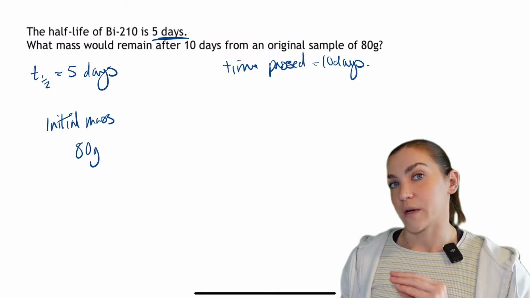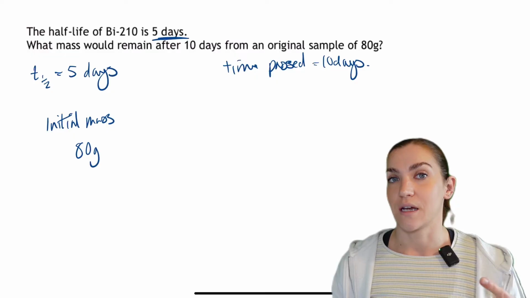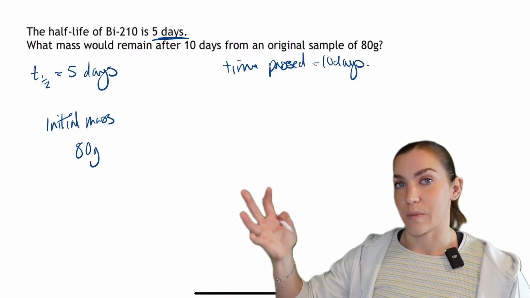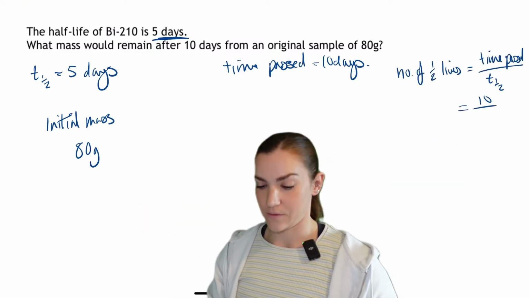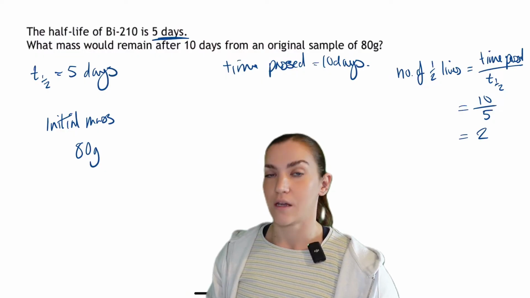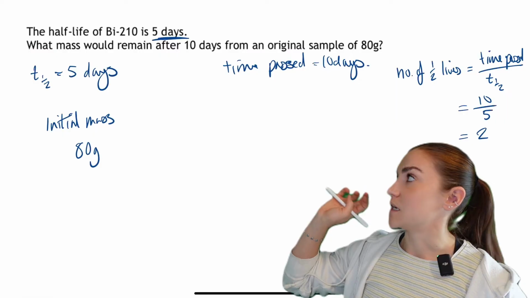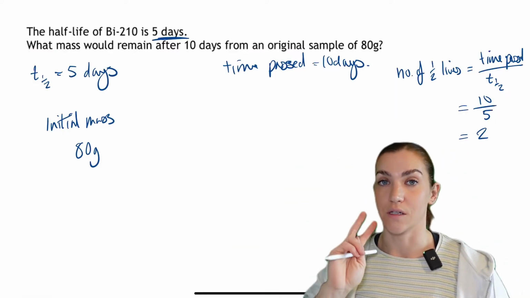So we know how much time has passed and we know what the half-life is, so that means we can work out how many half-lives have happened by dividing the time that's passed by the half-life. So the time passed over the half-life would be 10 over 5, which means that we have undergone 2 half-lives. So that means we need to take our 80 grams of sample and half it consecutively twice.